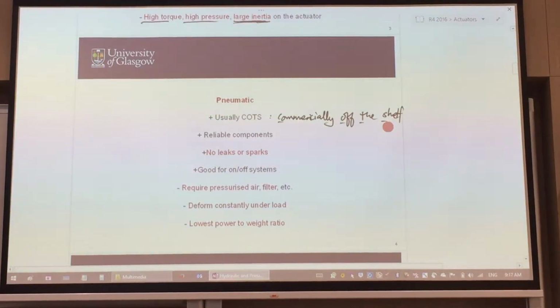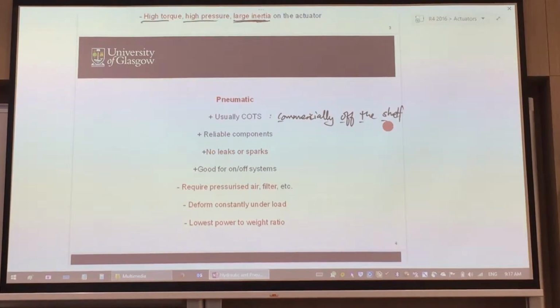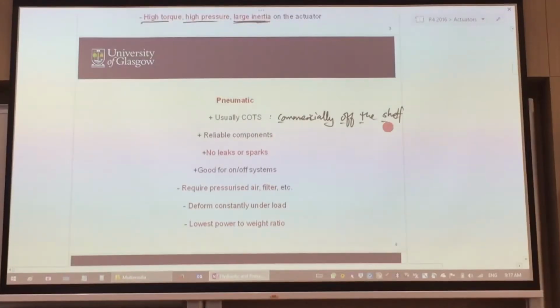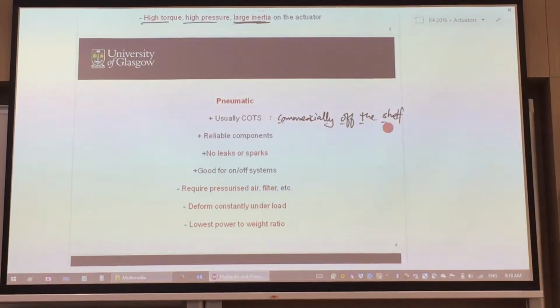So in the industry, you get to hear this word called COTS. That means commercially off the shelf items. You don't have to build it yourself. For pneumatics, there are a few major players in Singapore. Maybe some of your peers doing FYP would have approached them already. ASCO is one of them, SMC is another. They provide a lot of these hydraulic and pneumatic systems.